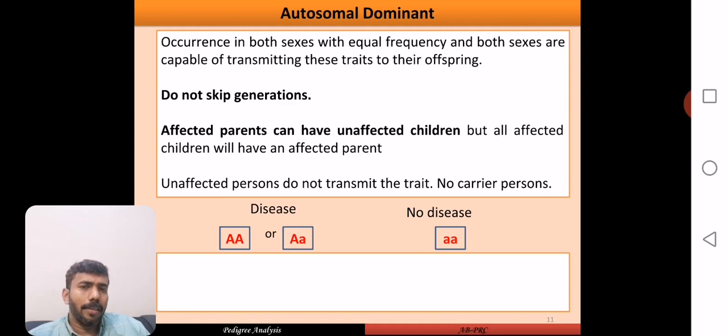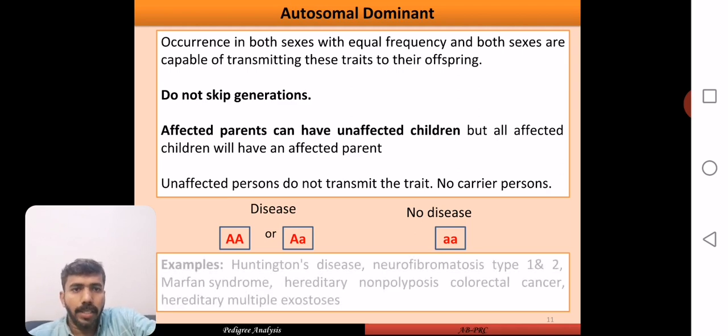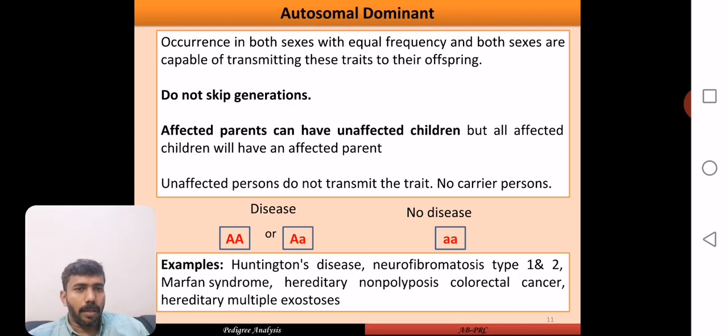That means it is completely recessive. There is no dominant trait. In that situation, that individual will be normal. Right, you can see examples. A lot of examples are there: Huntington disease, Marfan syndrome, non-polyposis colorectal cancers, also multiple exostosis. So all those are various examples. I am not going into the details of these diseases.